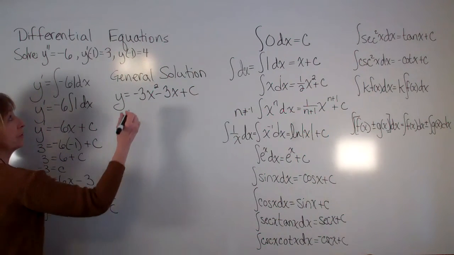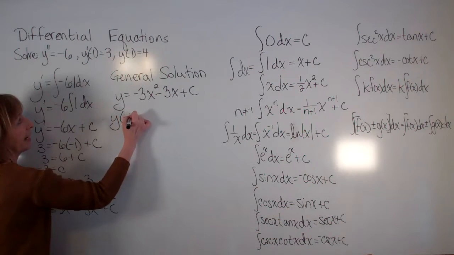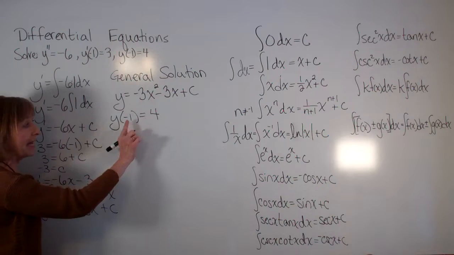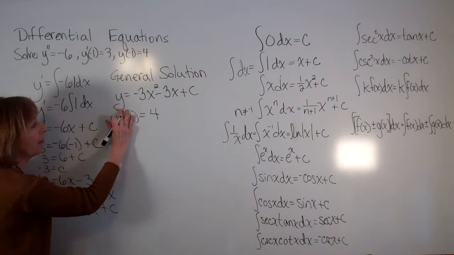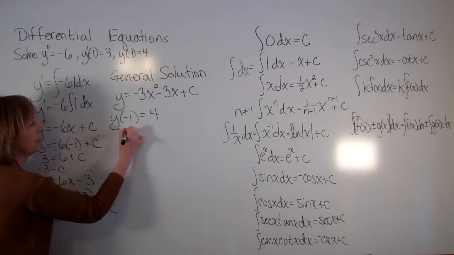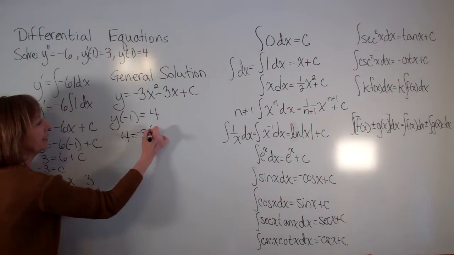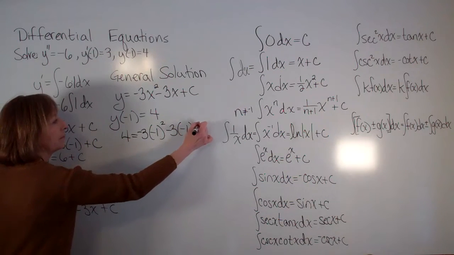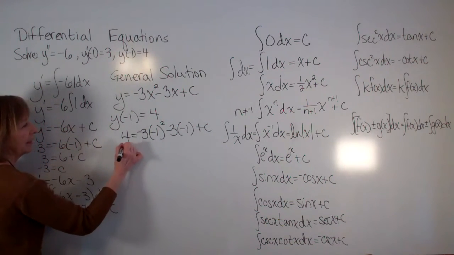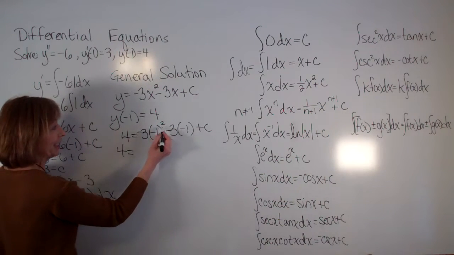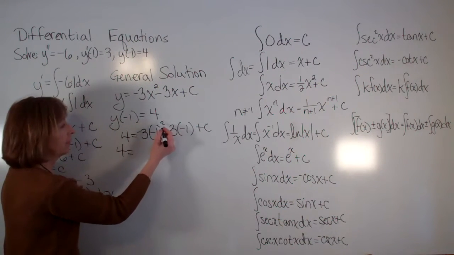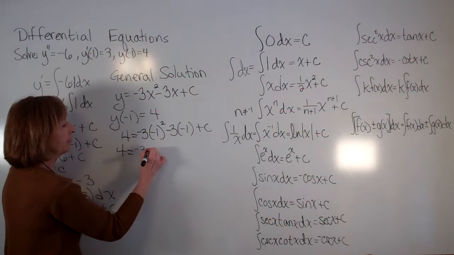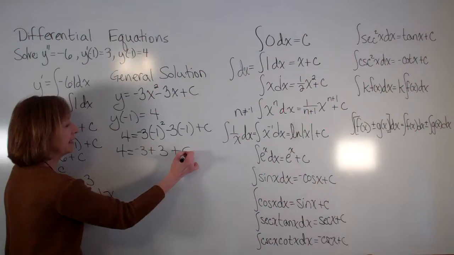And to find the particular solution, I have that y of negative 1 is 4. So putting negative 1 in for the x's gives me an output of 4. So I have 4 is equal to negative 3 times negative 1 squared minus 3 times negative 1 plus c. Now remember your order of operations. Negative 1 squared is 1. 1 times negative 3 is negative 3. Then negative 3 times negative 1 is positive 3, and then plus c.